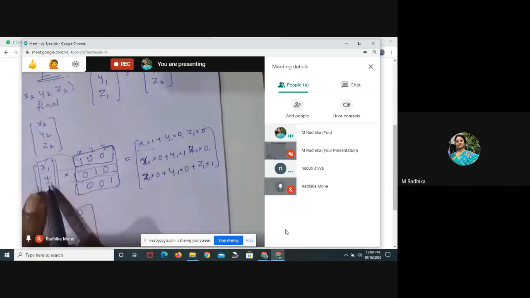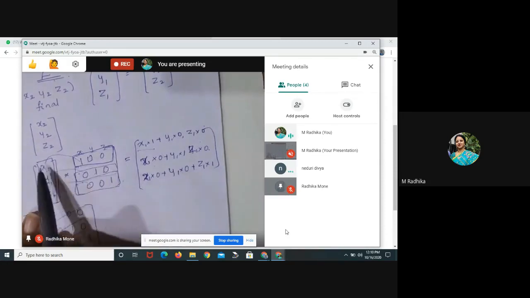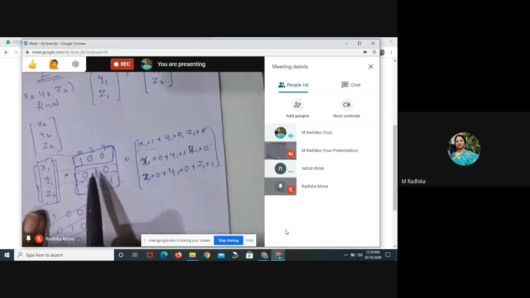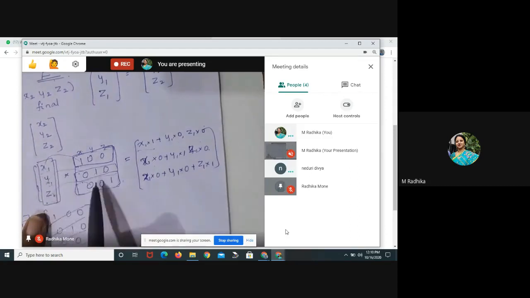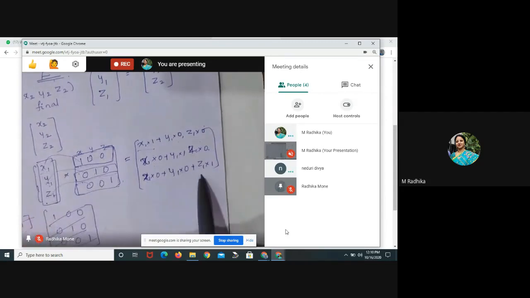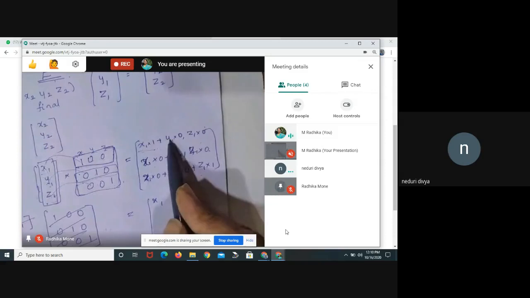Fine. So see the second one. The whole thing I will multiply with the second row. This column into second row. So x1 into 0, y1 into 1, z1 into 0. Now this whole column with that of this row. So x1 into 0, y1 into 0, z1 into 1. So what am I getting? x1 into 1 is x1 only. Then here plus 0 plus 0.